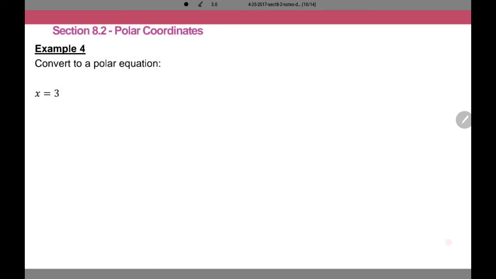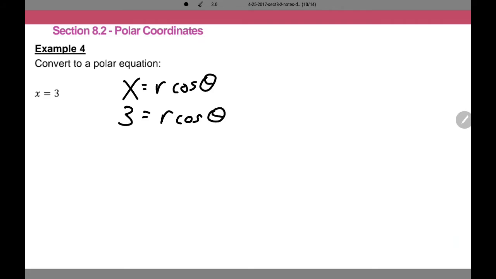Sometimes we also have to convert to a polar equation. There's going to be times when doing a polar equation is going to be a lot easier than having Cartesian coordinates. So we've got this. Now we just need to remember that x equals r cosine of theta, is one of our ways to convert. So since that's the case, we know what x is. So 3 equals r cosine theta. And we're going to solve this for r.